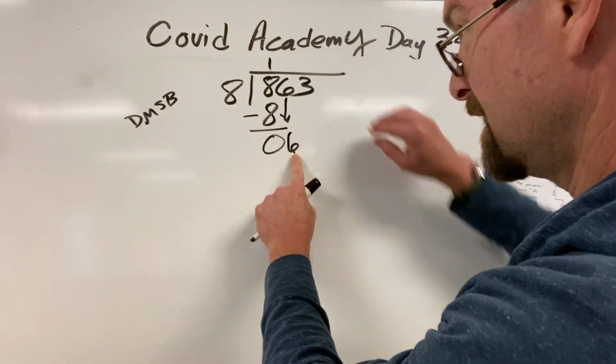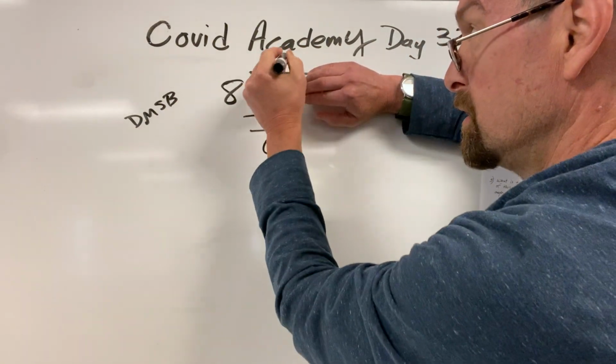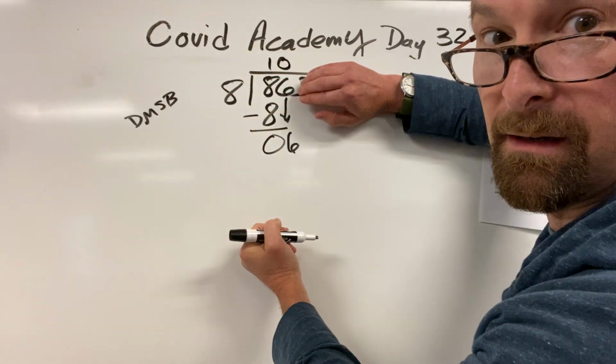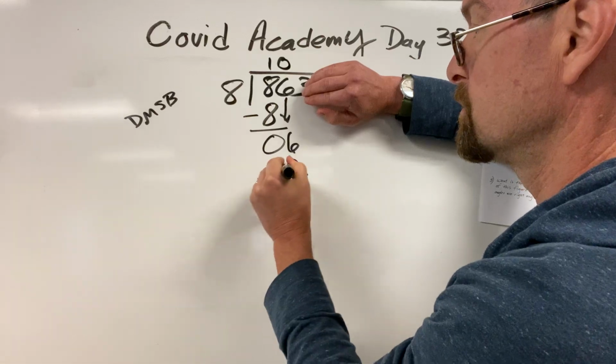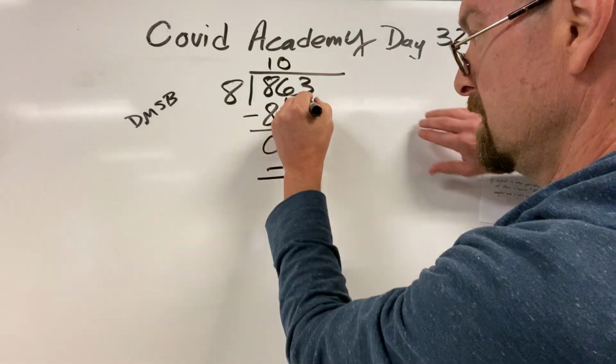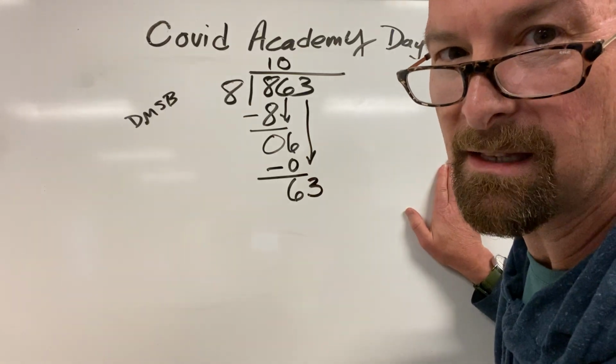How many 8s fit into a 6? None. So guess what you have to do? You write 0 up there above the 6. And then you do 0 times 8, which is 0. You subtract, which gets you 6. You bring down the next number, which is a 3. And now you can keep going. Now this is good. You're back to things you know.